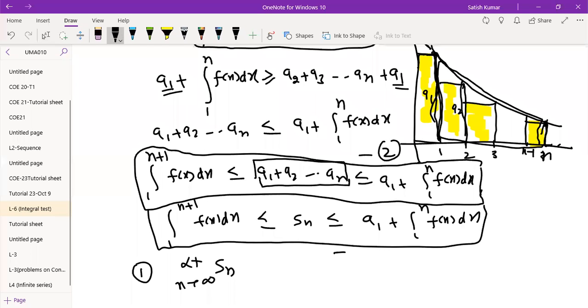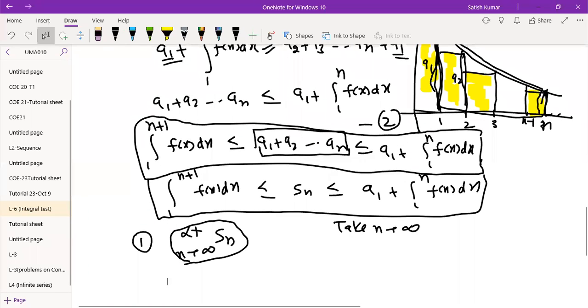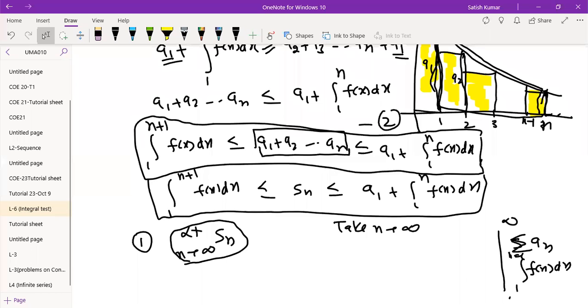Now if I take n approaching infinity, this middle term, the limit as n approaches infinity of Sn, is going to decide the convergence or divergence of the series. Now what is our claim? Our claim is that whatever is the behavior of the series summation an, the same is going to be the behavior of the integral of f(x) dx from 1 to infinity, or whatever the range is, 1 to infinity.